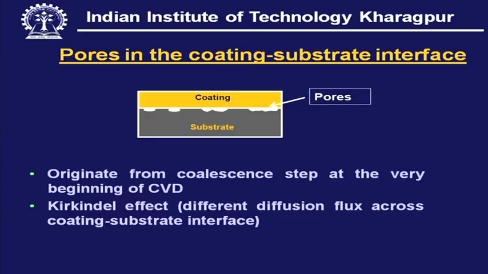Pores in the coating substrate interface. This is also another cause of poor adhesion at the coating substrate interface. What happens in this case? It is because of the difference in diffusion flux.